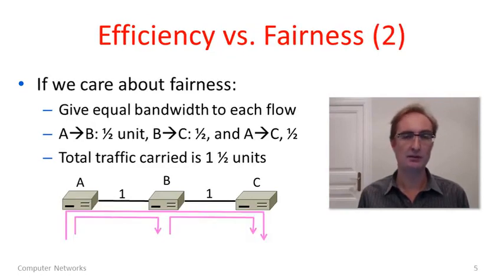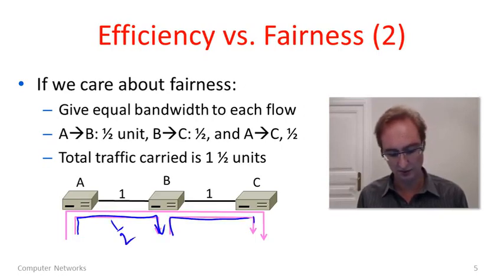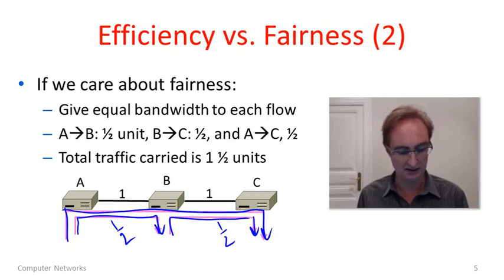Well, suppose we care about fairness. What should we do? We could simply give all of these flows an equal amount of bandwidth. That way they'll all be treated the same. If we did that, since the limit is 1 unit across each of these links, the best we can do is assign a half unit to all of the different flows. A half to AB, a half to BC, and a half to AC.